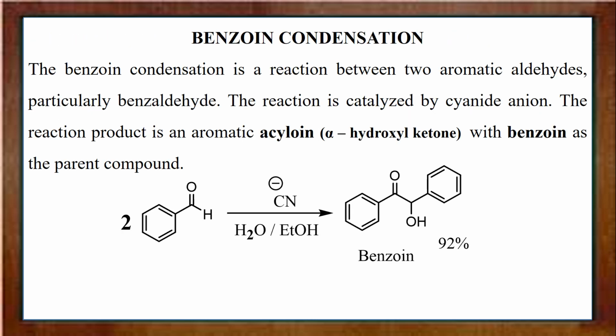Benzoin condensation. The benzoin condensation is a reaction between two aromatic aldehydes, usually benzaldehyde or its derivatives. This reaction is catalyzed by cyanide ion, and the reaction product is an aromatic acyloin. Acyloin is nothing but alpha hydroxy ketone. Alpha hydroxy ketones are called acyloins. So in this reaction we get alpha hydroxy ketone, we call it acyloin.